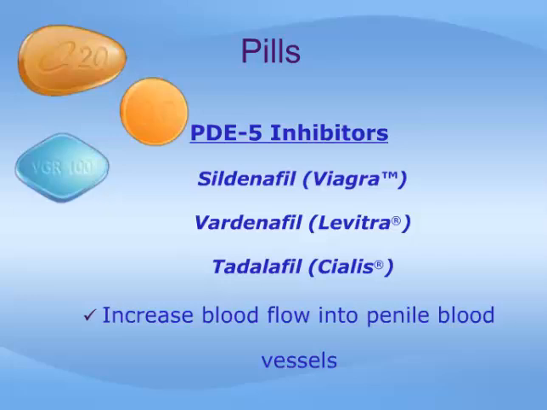Beyond lifestyle changes, oral medications have become the mainstay of initial treatment for ED. Three medications now dominate the market for ED treatment: sildenafil, or Viagra, vardenafil, or Levitra, and tadalafil, or Cialis. All three of these fall within a class of drugs called PDE5 inhibitors, as they block an enzyme in the penis called phosphodiesterase 5 to improve blood flow to the erectile tissue.